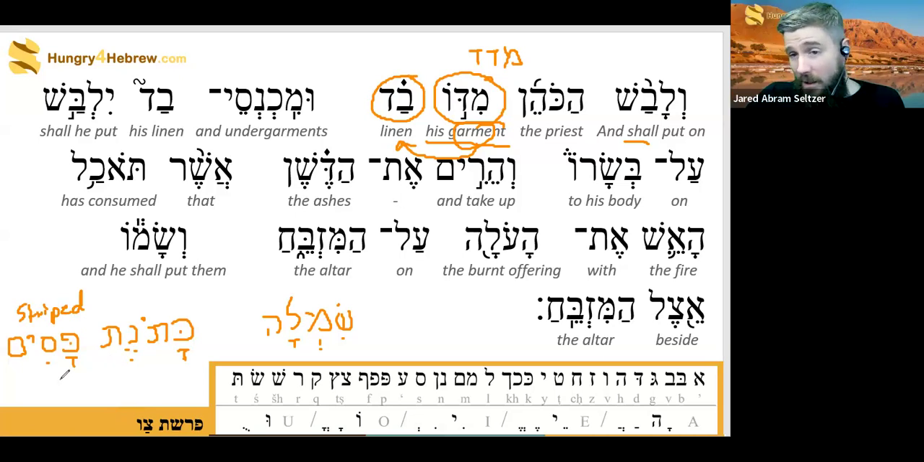So, coat of many colors is not necessarily a good translation. Striped garment is a better translation, or we could just say some sort of special, expensive, nice looking garment, not knowing exactly what pasim originally meant. What else is there? Yeah, I think that'll suffice for now.